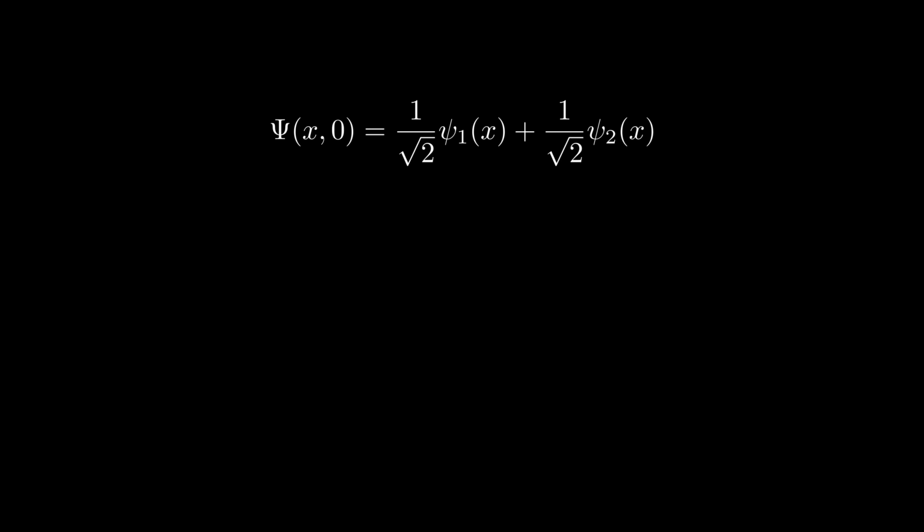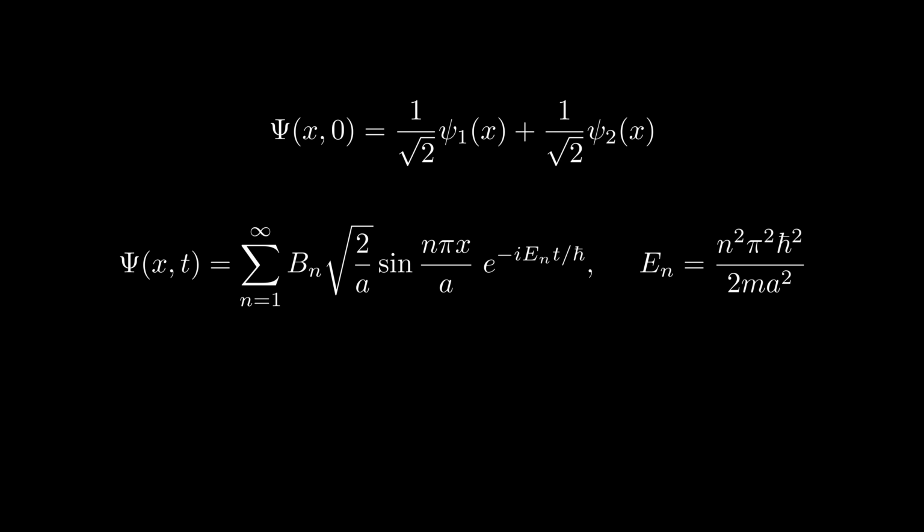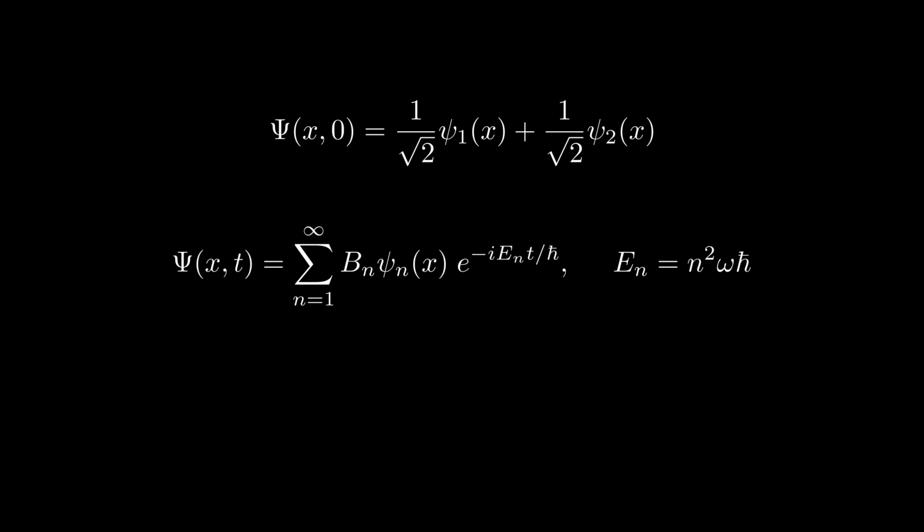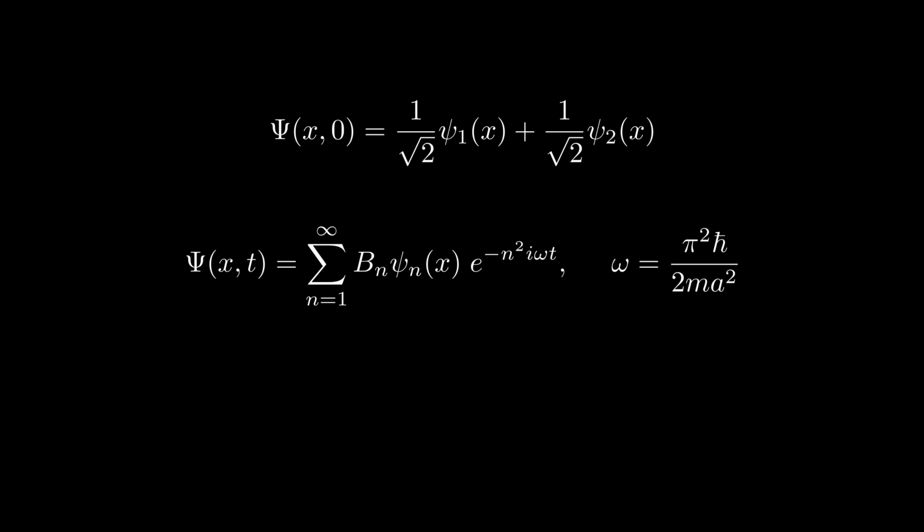The general solution for a particle in an infinite square well is a sum of stationary states, with each term multiplied by a time-dependent phase factor. Here, b sub n are constants, psi sub n of x are the stationary states, and E sub n represents the energy of the nth state. The problem defines omega as pi squared h bar divided by 2ma squared. So we can rewrite the energy as follows. Substituting this into the phase factor, the wave function becomes the following.